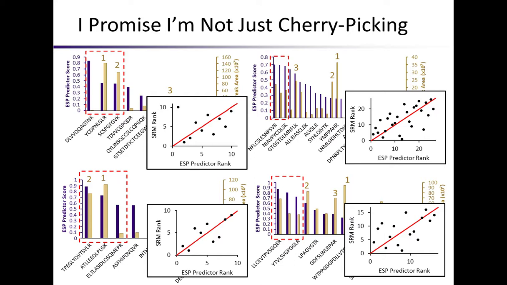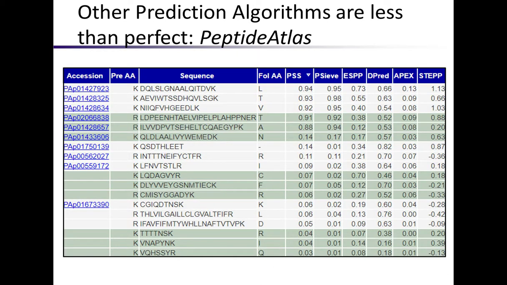Now, here are just the correlations for the ESP predictor rank next to the SRM rank. And we can look at some other prediction algorithms because I'm not just bashing ESP predictor here, okay? We can go to Peptide Atlas. It's a great database, a great resource, and what they do is show you a whole bunch of different algorithms all next to each other.